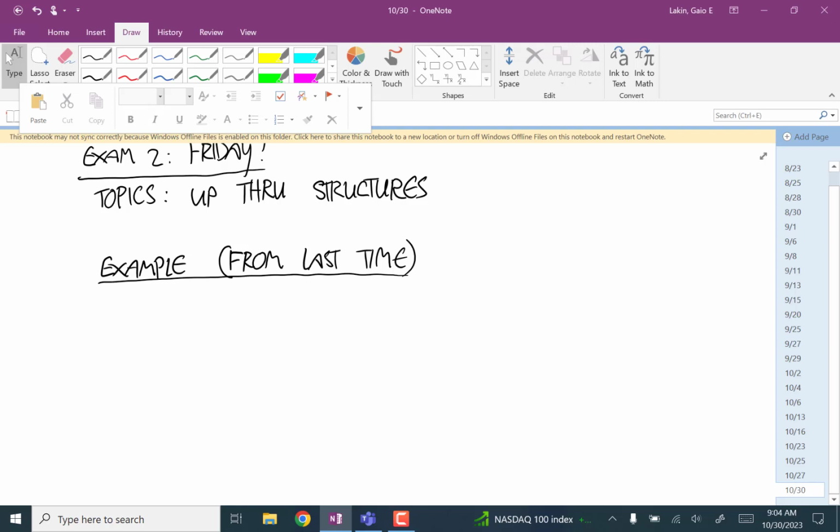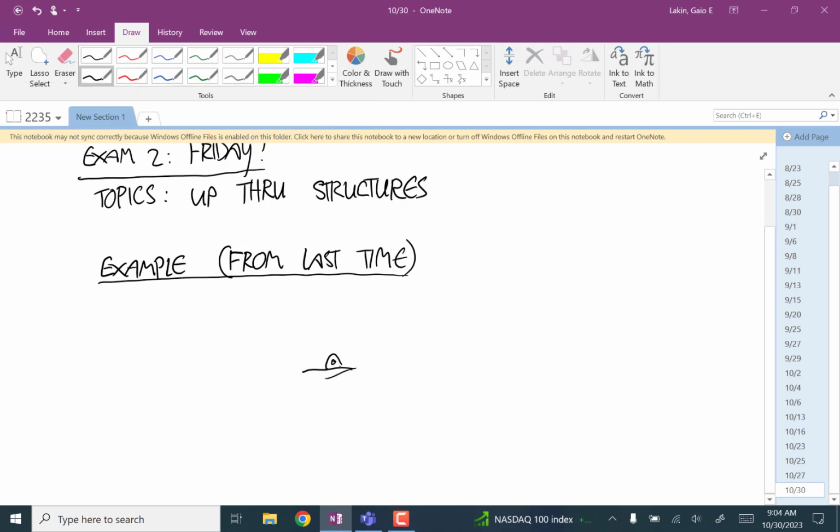Okay, so the example we did last time was like this. We have a horizontal beam. At the middle, we have a roller. External loads at the end of 500 newtons and 1,000 newtons.